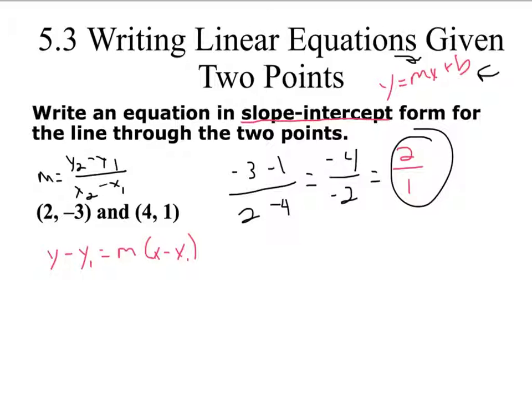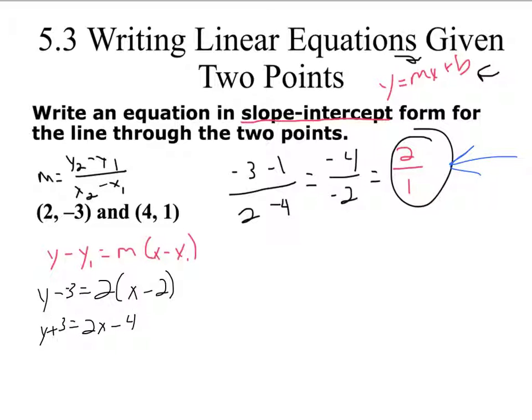So I'm going to use this first one, 2, negative 3. y minus a negative 3 is equal to 2, because that's our slope. Remember, here's our slope right here that we found, 2 times x minus 2. When I simplify this, I now have y plus 3, because minus a negative is the same thing as adding, and 2 times x minus 4, 2x minus 4.